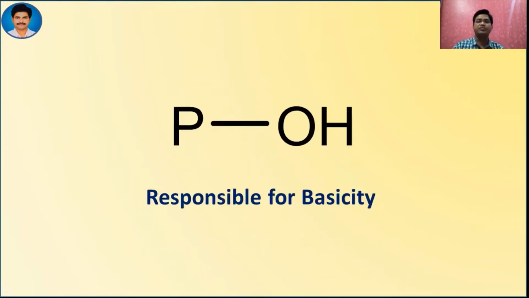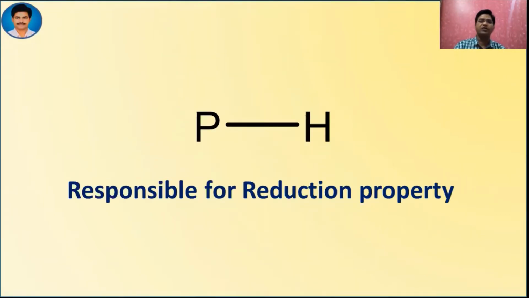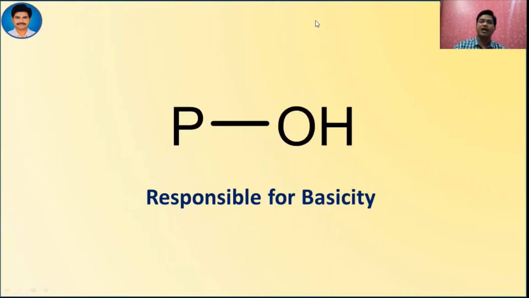Now, this P-OH, the number of OH groups in the oxyacid, this hydrogen is responsible for the basicity of the oxoacid. The hydrogen which is directly bonded to the phosphorus is responsible for its reducing property, whereas the hydrogen which is linked through the oxygen to the phosphorus is responsible for basicity.